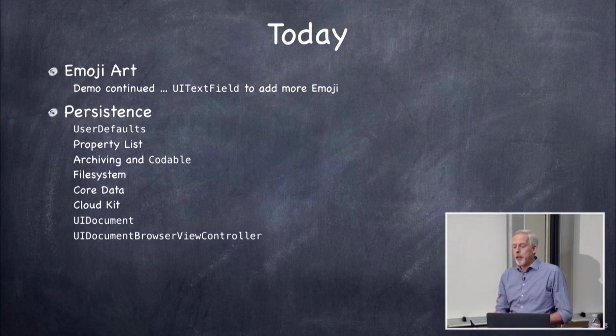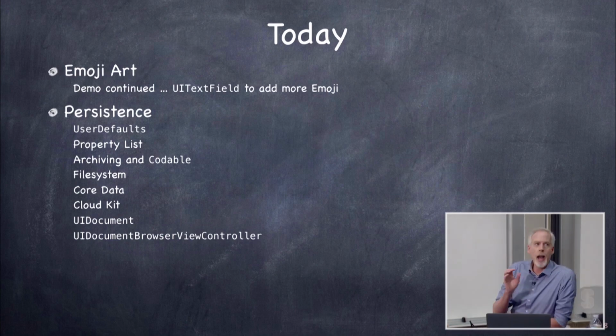So the demo here is I'm going to take our emoji art and add a little way to make a text field appear up in our little collection view that slides around, so we can add more emoji to that little sliding thing. So how are we going to do that?